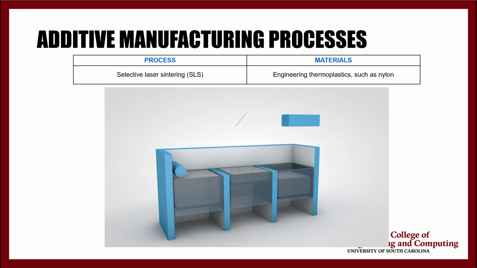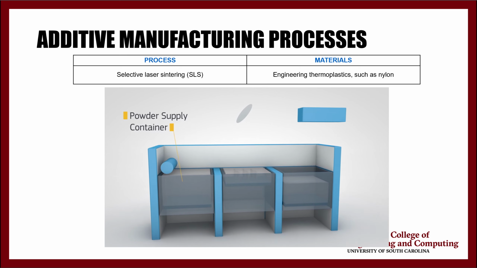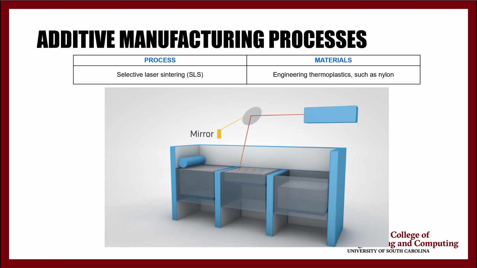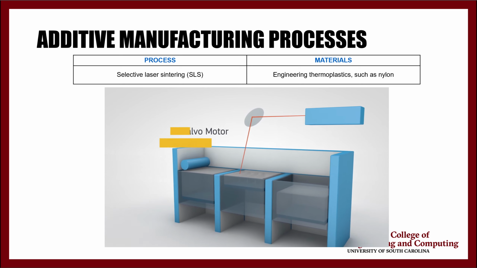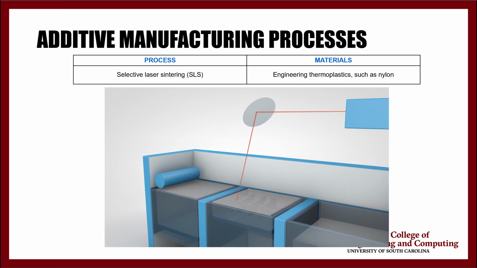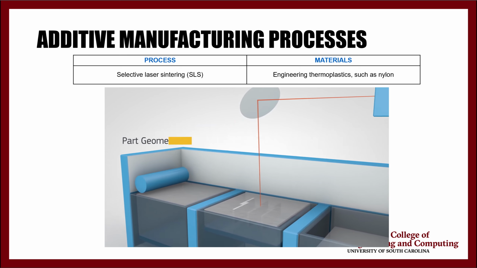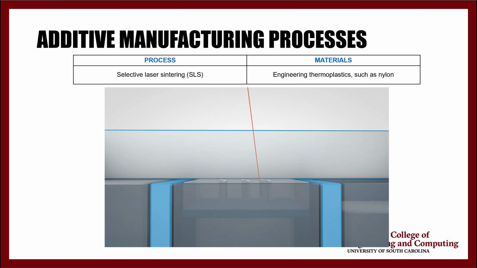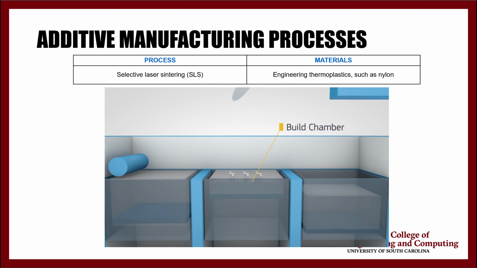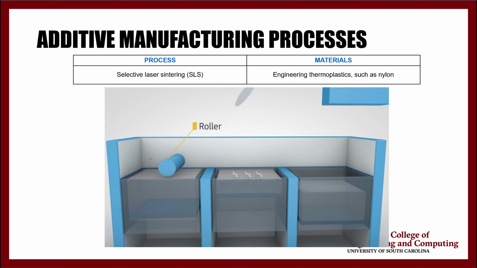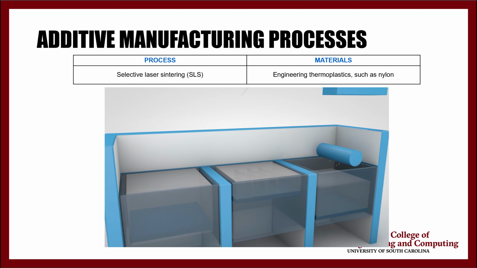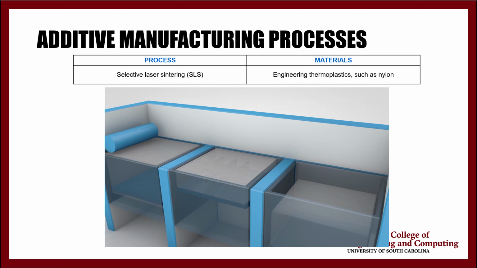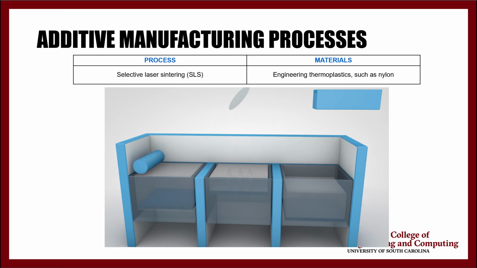Once the nylon powder is loaded in the supply container and digital instructions are programmed, the laser unit directs a high-powered beam to a reflective mirror. From there, a galvo scanner system steers the focused beam to the powder surface. Each layer of part geometry is then sintered into a heated bed of nylon. Pistons move the supply container up and the build chamber down, while a roller moves across the bed to distribute the next layer of powder. Excess powder is captured in the collection container. The process is repeated layer by layer until the build is complete.